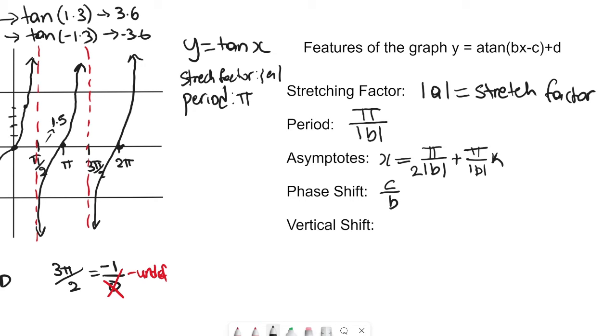And then we'll still have a vertical shift, but it's not a line. Remember previously that d represented y equals d would be your midline for your sine and cosine, but instead here, d is going to represent your vertical shift.